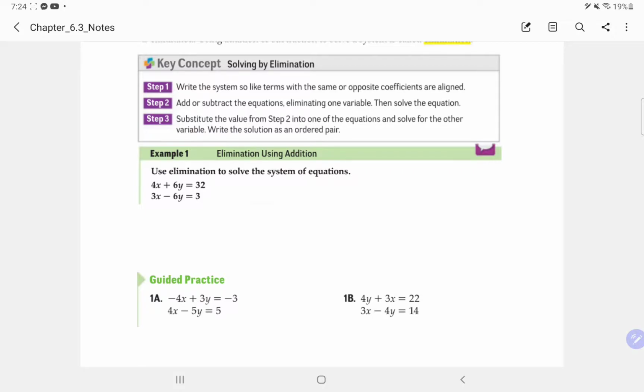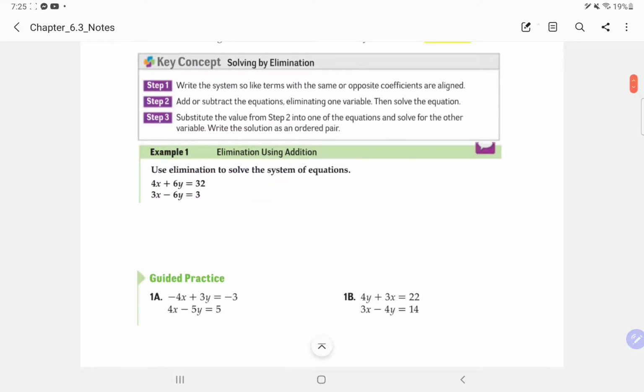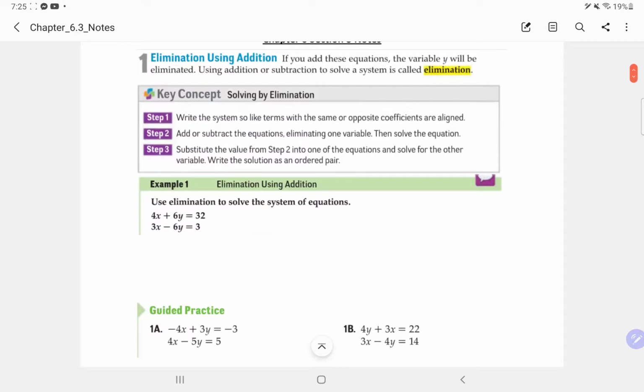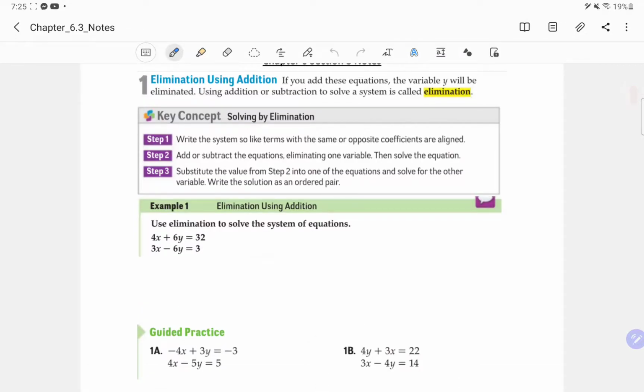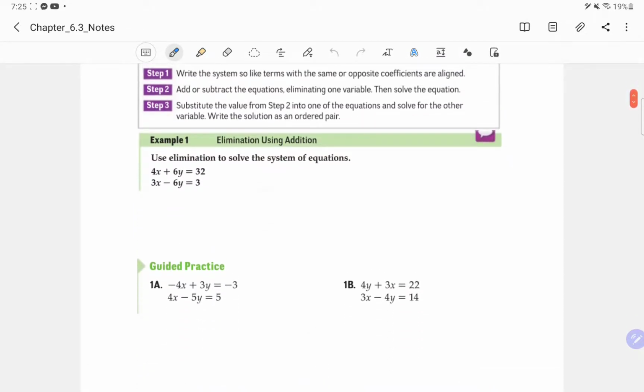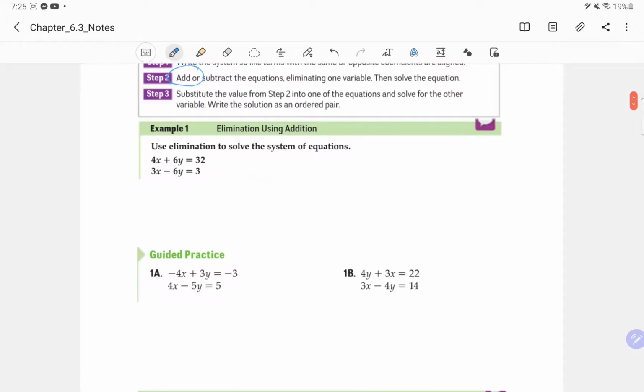And then it says add or subtract the equations, eliminating one of the variables. We're really always going to be adding, whether they like it or not, because the subtraction method is just adding, okay? So we're always adding. And then your last step is to substitute in your one variable to find the other. All right, so let's look at example 1.